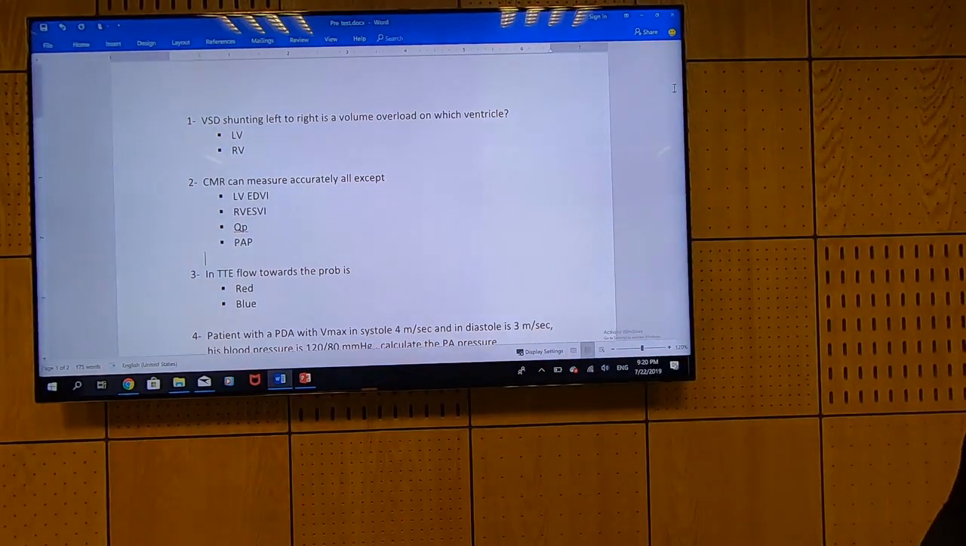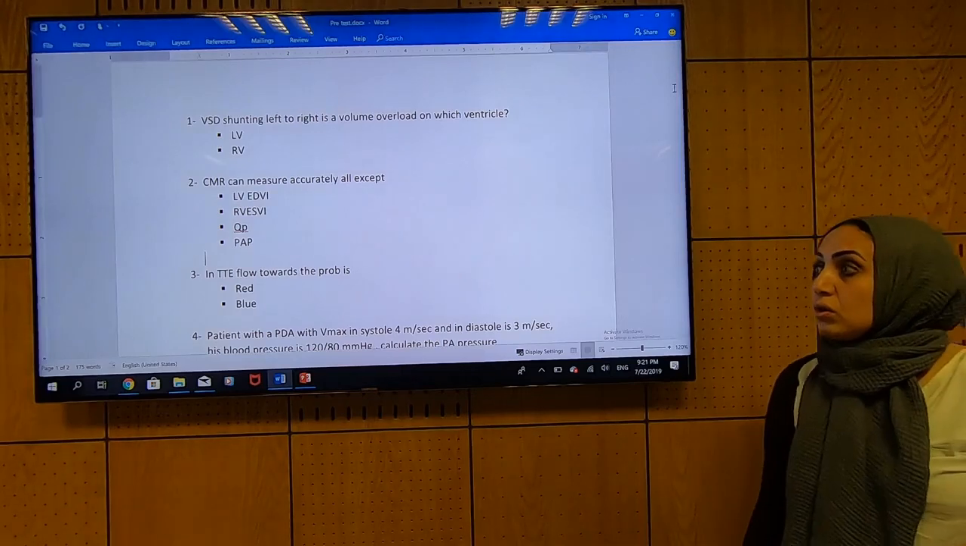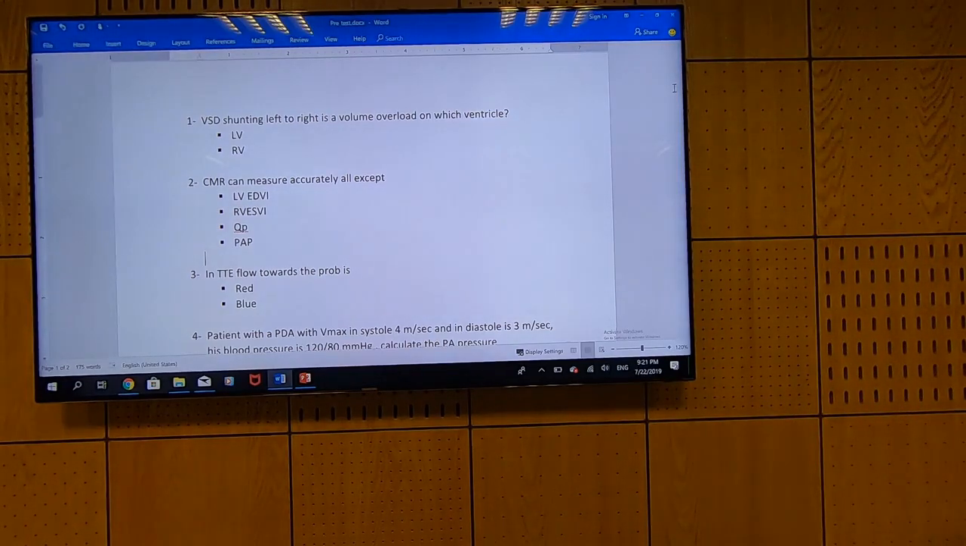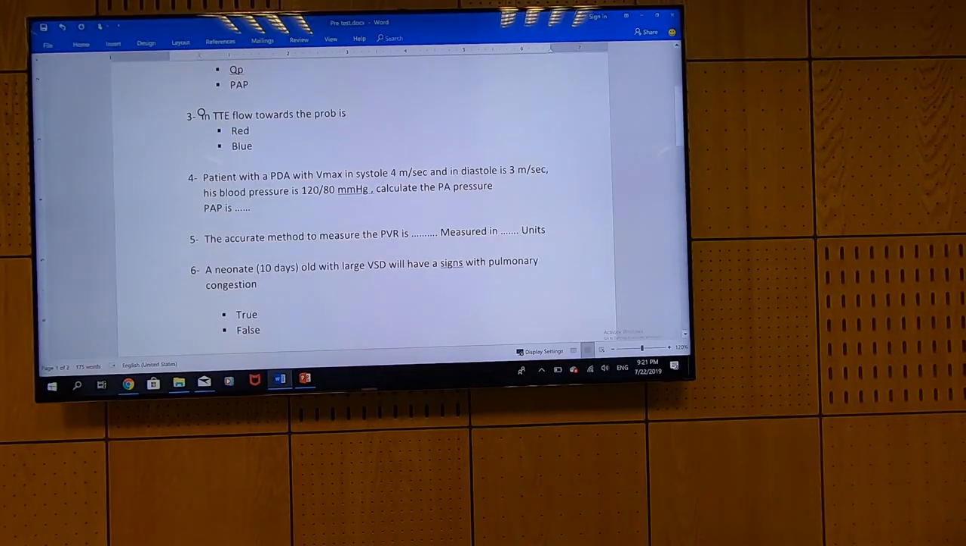And asking about the pulmonary artery pressure, they can measure all except one, so one will be false. The third question is about the transthoracic echo. We have a flow in the color. So if the flow is toward the probe, is it red or blue? And the fourth question discusses a patient with PDA with maximum velocity in systole 4 meters per second and in diastole 3 meters per second, and his blood pressure is 120/80, and the question is about the pulmonary artery pressure measurement.